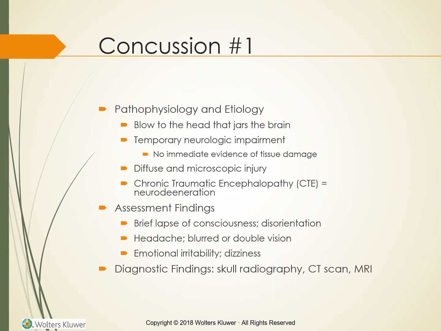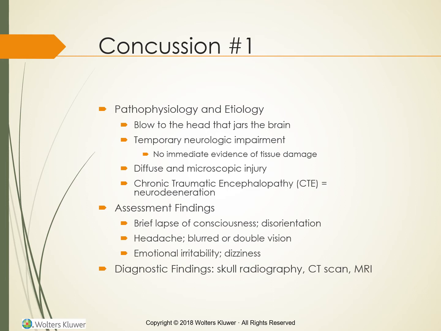So a concussion causes diffuse and microscopic injury to the brain. So it's like very small and minute, but the force of the blow causes temporary neurologic impairment, but there's not necessarily any immediate evidence of serious damage to cerebral tissue.